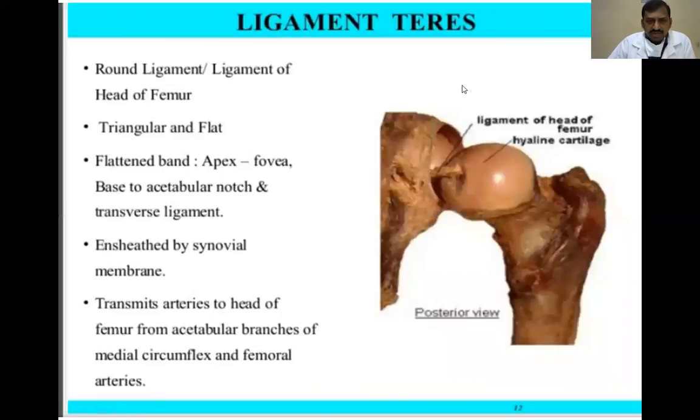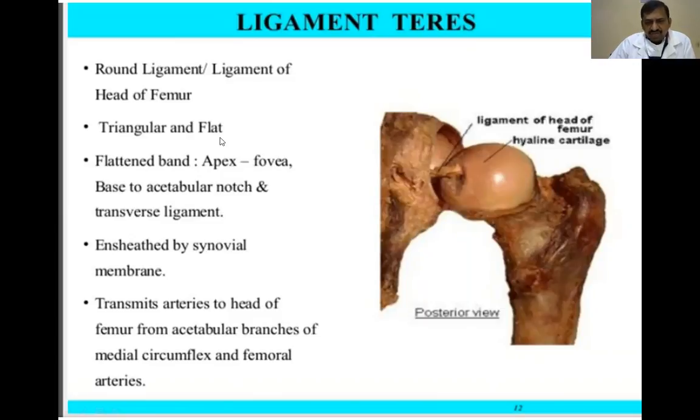Here you see another ligament, the ligamentum teres femoris. This small band is the ligamentum teres femoris. This part is called the fovea capitis. Capitis means head; in the head there is a depression, called the fovea capitis. This is also called the round ligament of the femur, or the ligament of the head of the femur. These are all one and the same.